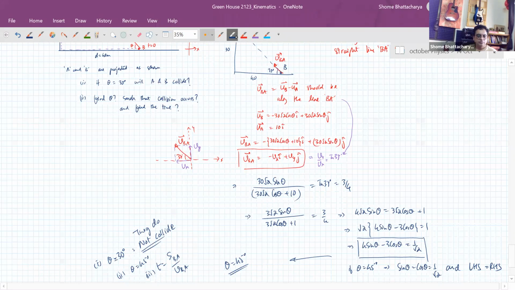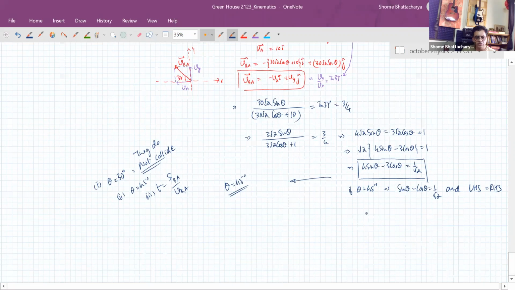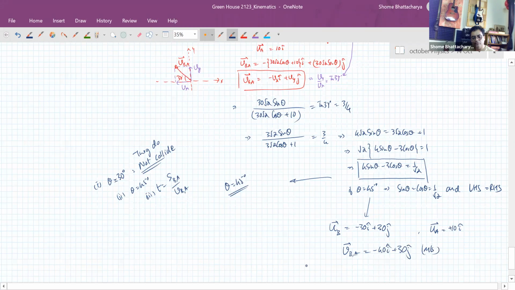Okay, so now let's calculate the time. Anybody's done that? Okay, let's see. So when you substitute theta as 45, you can see that the initial velocity of B actually becomes minus 30 i cap plus 30 j cap. And the initial velocity of A is already plus 10 i cap. So the relative velocity of B with respect to A becomes minus 40 i cap plus 30 j cap in meters per second.